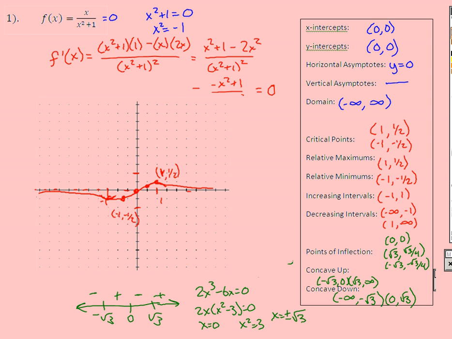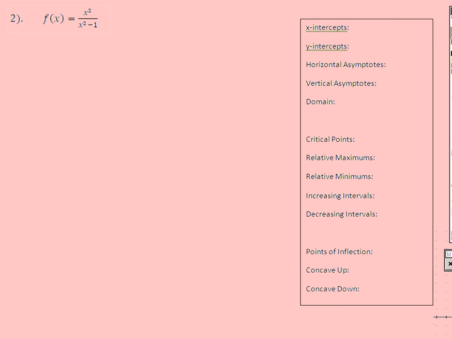Alright, let's look at another rational here. In this one, we're going to start the same way. X intercepts when the whole thing equals 0. That means the numerator is equal 0. That's really easy: 0, 0. Y intercept also ends up being 0, 0 when I plug in 0 for both x's. Horizontal asymptote. We have powers being the same, so that means we look at the coefficients. Well, the coefficients are both 1, so that means that our horizontal asymptote then is at y equals 1.